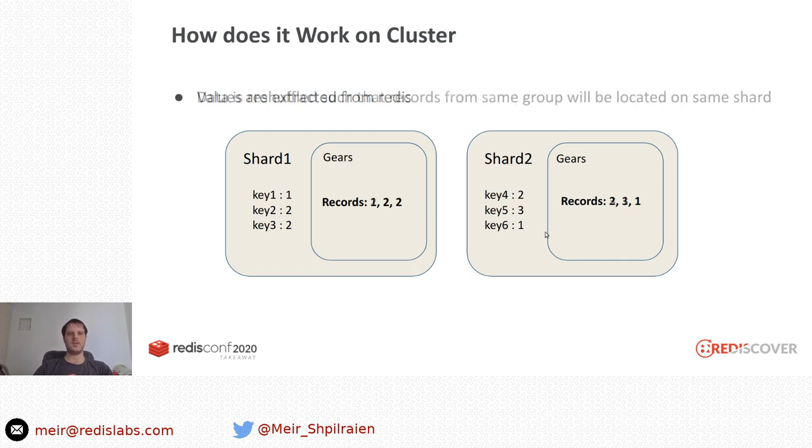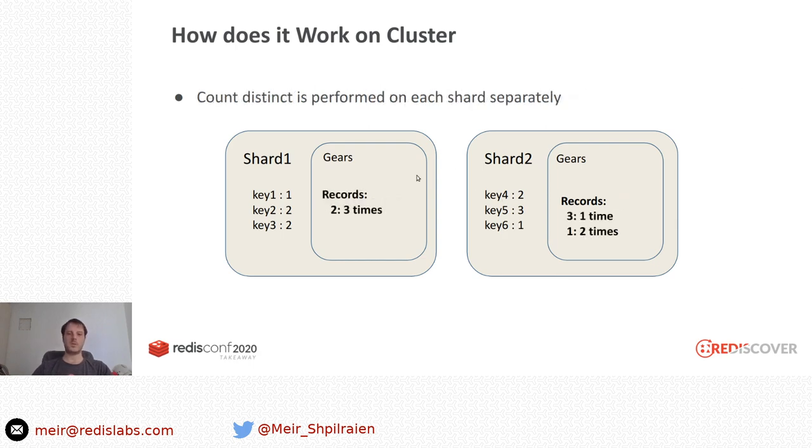Now there is a reshuffling stage. The reshuffling stage makes sure that all the records that belong to the same group will be located on the same shard. So here, for example, shard 1 got all the records with the value 2. Shard 2 got all the records with the value 1, and the value 3 just stayed on shard 2. And then each shard can execute the reducer, the count, locally. So shard 1 says that the value 2 appears 3 times, shard 2 says that the value 3 appears 1 time, and the value 1 appears 2 times.